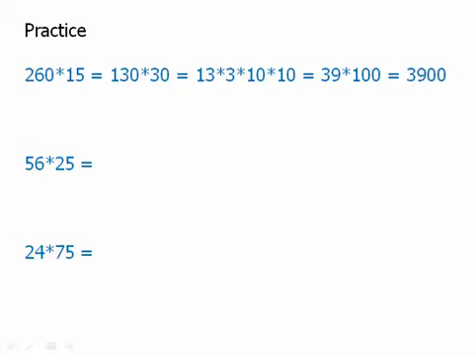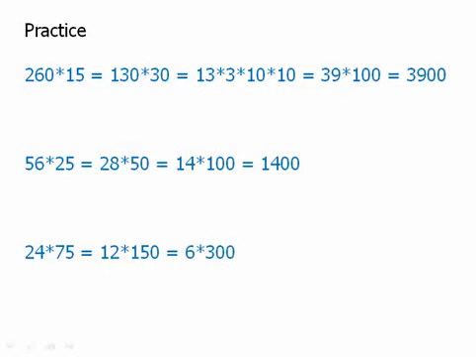56 times 25, well, we'd like to double that 25, so divide 56 by 2, that's 28 times 50. Well, now we have something ending in 50, so we'll do mental math again. We'll double and halve again. Half of 28 is 14, double of 50 is 100, 14 times 100 is 1,400. Very easy to do in your head. 24 times 75, same thing. Half of 24, double 75, I get 12 times 150. Let's do it again. Half of 12 is 6, double of 150 is 300. And then 6 times 300, well, 6 times 3 is 18, so this will be 1,800.